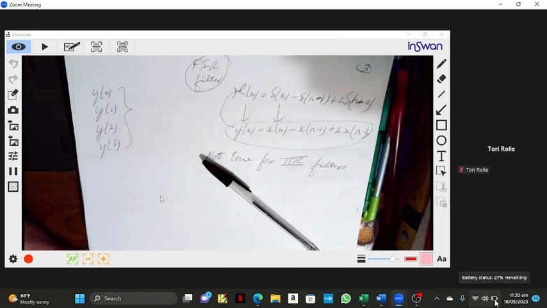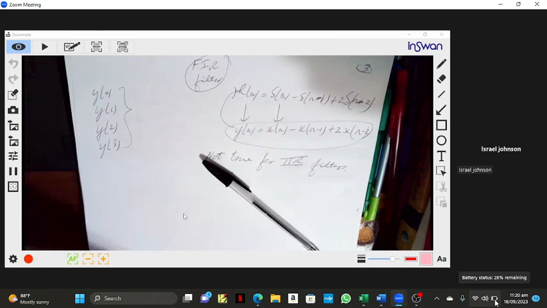The difference equation. We need the difference equation. Mr. Johnson, did we get the difference equation? Answer by chat, Mr. Johnson. Yes, sir, we did. Where did we get the difference equation from? The graph. Which graph? The input.